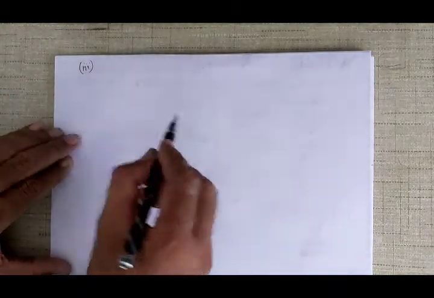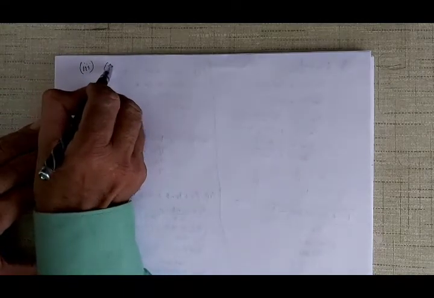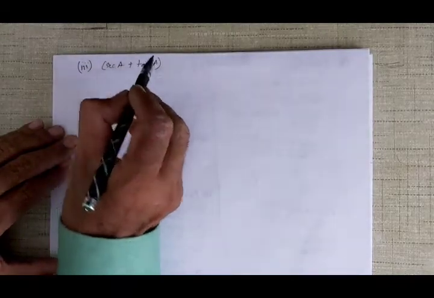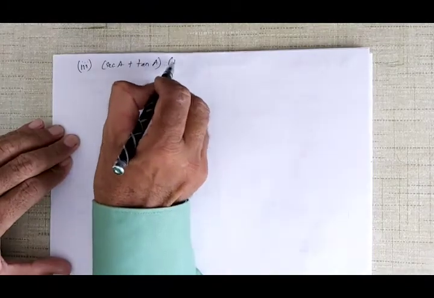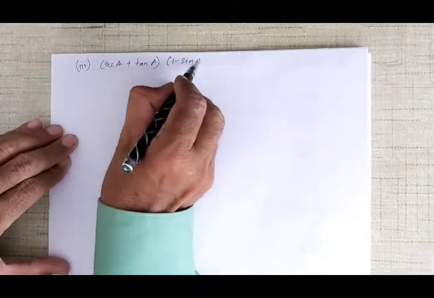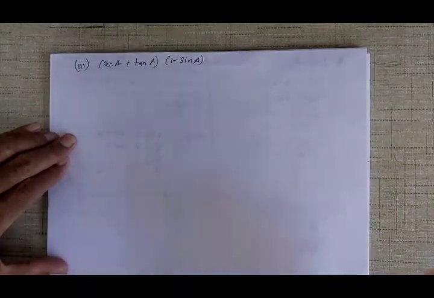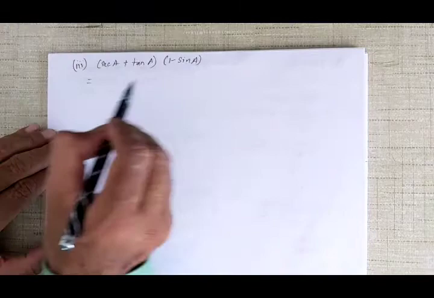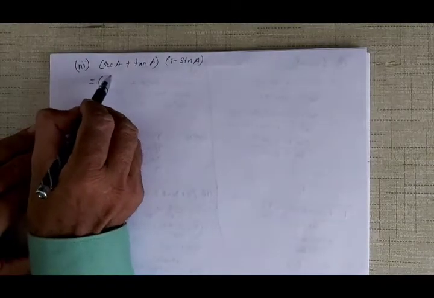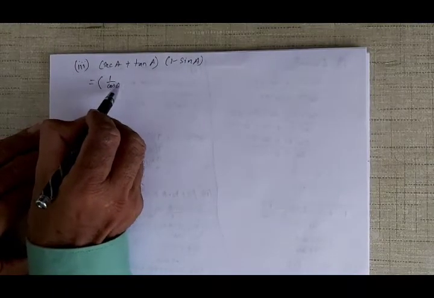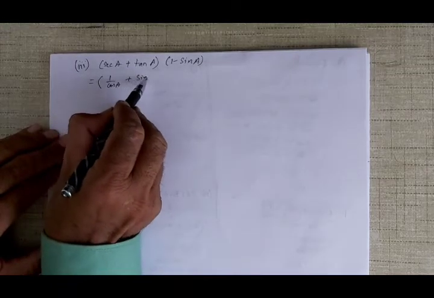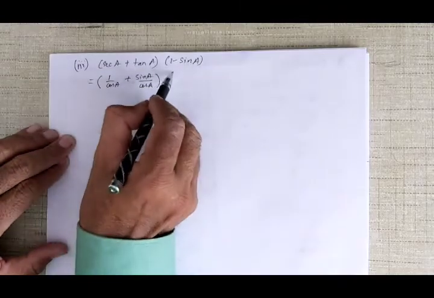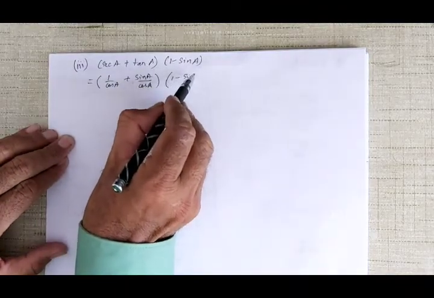Question number 3 says sec A plus tan A into 1 minus sin A. Again, you see this could have been asked in a different way: prove that this is equal to something. Let us see what it comes to. First of all, sec A plus tan A into 1 minus sin A. Convert it into sine and cos. Sec is reciprocal of cos A. Tan is sine A upon cos A. And 1 minus sine A, keep it as it is.